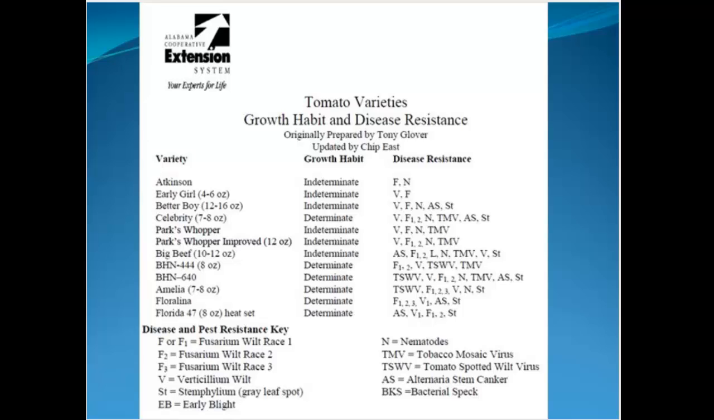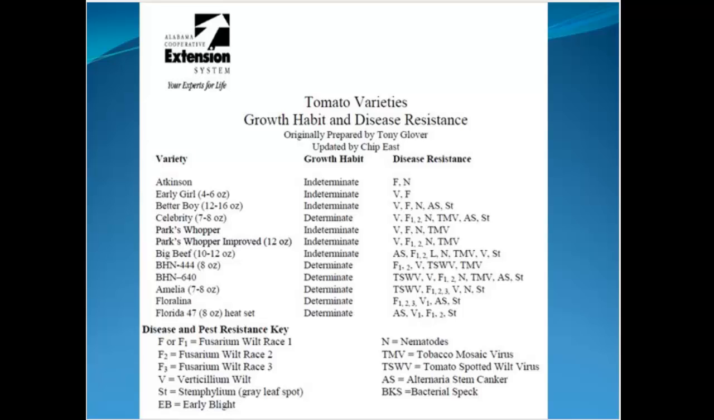If you look through most seed catalogs, you're going to see beside the variety, and in this case I've chosen tomatoes, that we're looking at. In the case of tomatoes, they're going to tell you whether the plant is indeterminate or determinate, and then it's also going to give you some disease reaction codes. For example, the first variety listed there, Atkinson, has disease resistance to F or N.